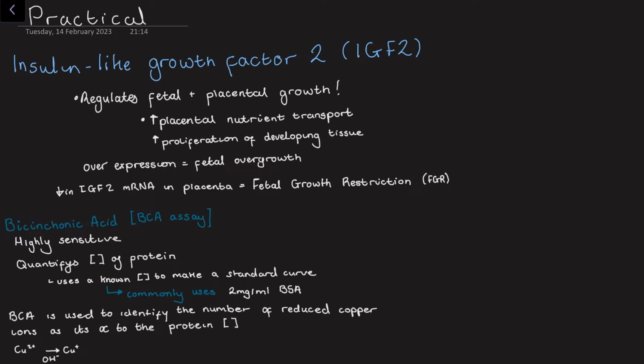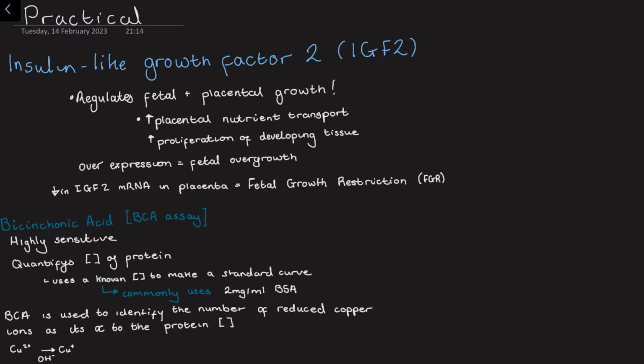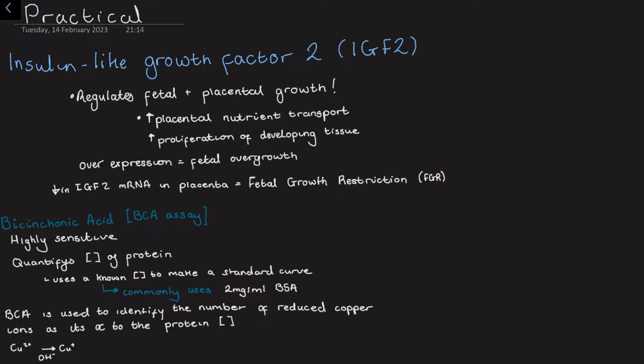Overexpression of IGF2 is associated with fetal overgrowth, and research has shown that in fetal growth restriction pregnancies, there's a significant decrease in IGF2 mRNA levels in the placenta. We can test for these levels using a BCA assay.